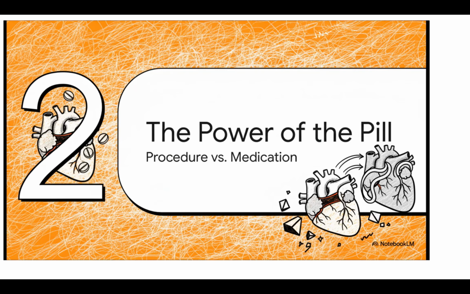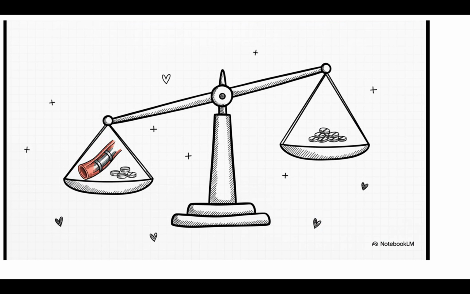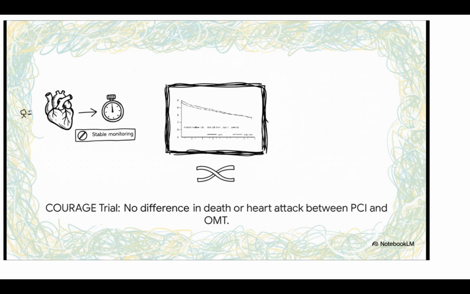So let's see what happens when you put an invasive procedure up against just medication. This is where the story gets really interesting. Back in 2007, a huge landmark trial called the COURAGE trial set out to answer this exact question. They took over 2,000 patients with stable heart disease and split them into two groups. One group got a stent plus all the best medicines, and the other group just got the medicines alone.